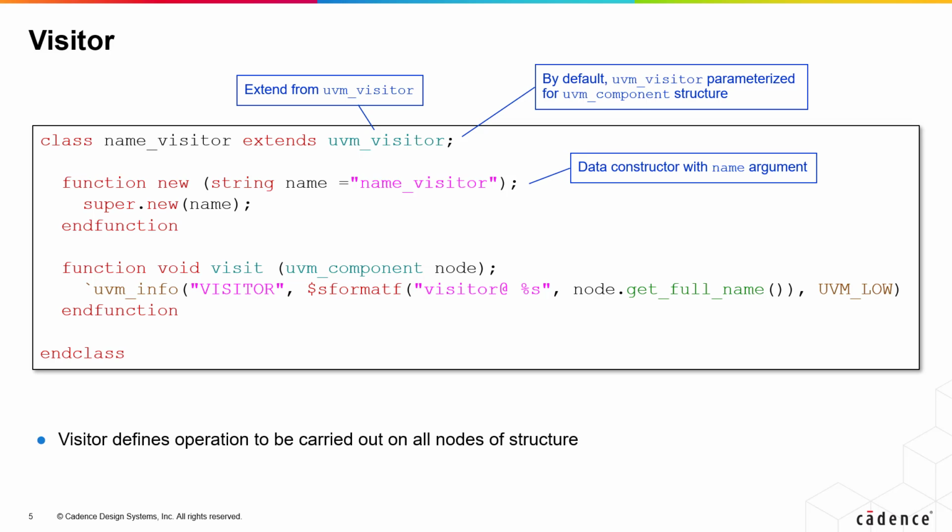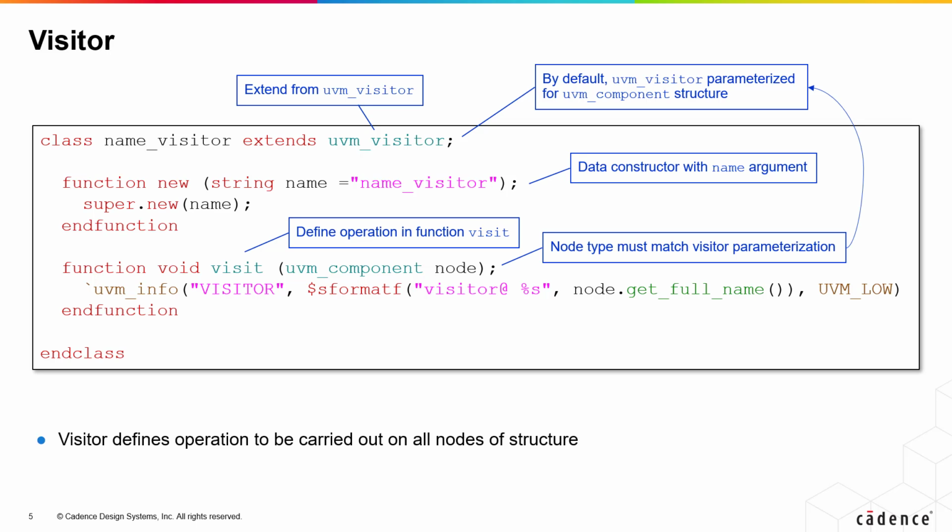The visitor is a data item, so we have a standard UVM data constructor with a single name argument. The operation must be defined in the void function visit. Each node in the structure we are traversing is passed into visit via the argument node. The node type must match the type parameter of the visitor. Here we will simply print the full name of the node.